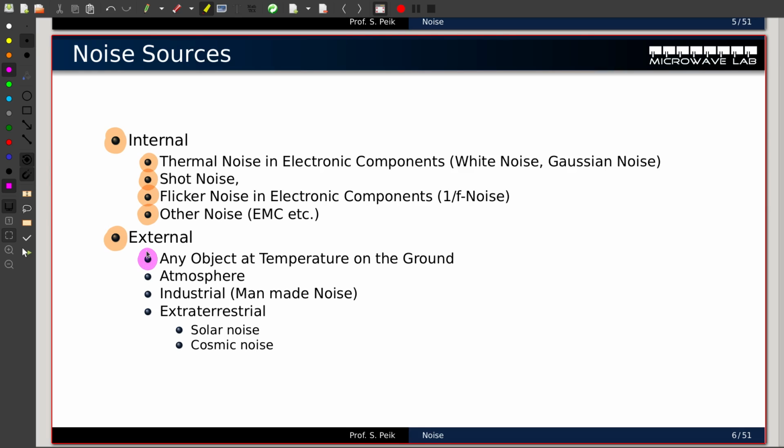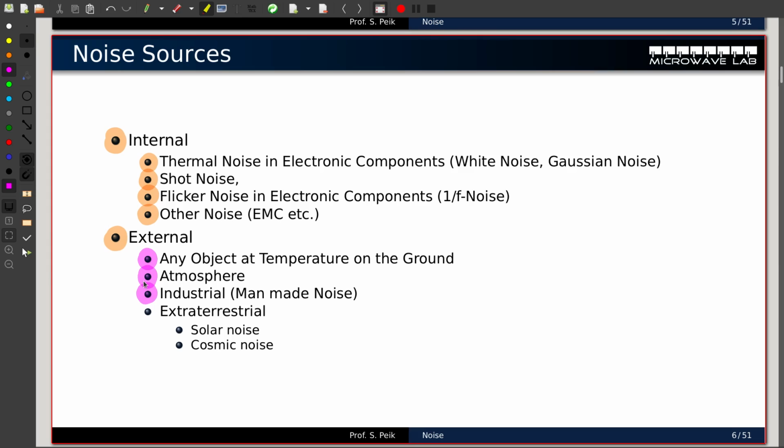So we'll see in 10 minutes that an antenna produces noise due to the temperature of the object on the ground. Also, the atmosphere generates noise because it's also at a certain temperature. Then we have so-called industrial or man-made noise. That's noise created by other machines, by other people, by cars, and so on.